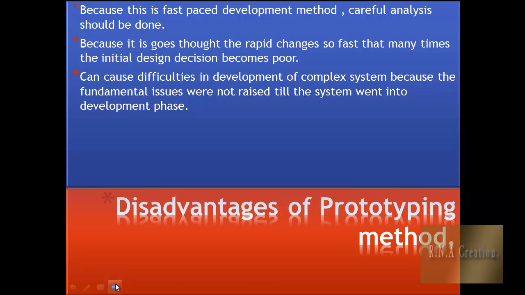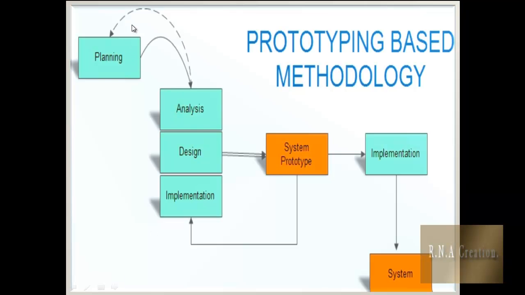It can cause many difficulties in the development of a complex system, because the fundamental issues were not raised in the system development phase. As you can see, if something is left out, it will create problems in any project. So this is also one of the things that can create a big problem in a complex system. And this is the diagram. As you can see, prototyping, analysis, design, implementation, system prototype, again it goes back: analysis, design, implementation, and again design and implementation till they get it correct. Once they get it correct, it is implemented, and then it goes to the system. This will keep on happening.